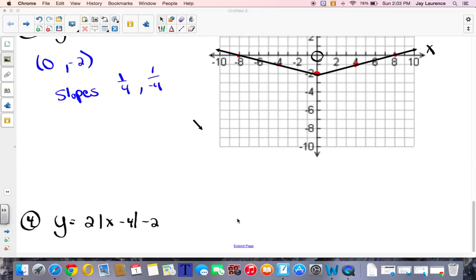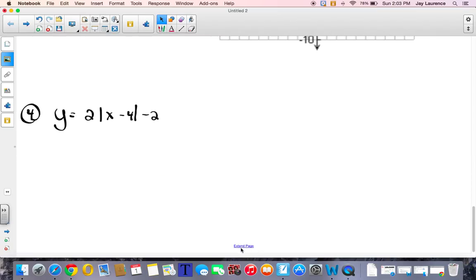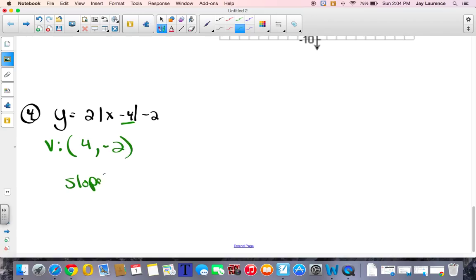Okay, let's see if we got any more down here. Yeah, we got another one. Let's see what happens with this one. All right. If all my hunches are correct, my vertex will be, change the sign there, so I get a 4. Take that -2. My slopes should be 2 over 1, and then 2 over -1.